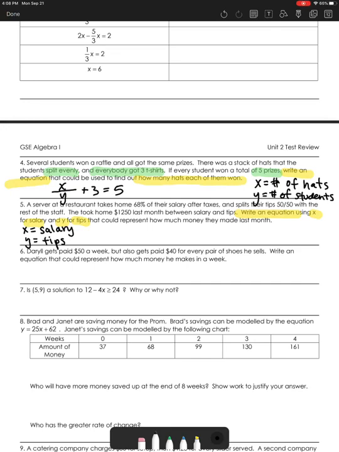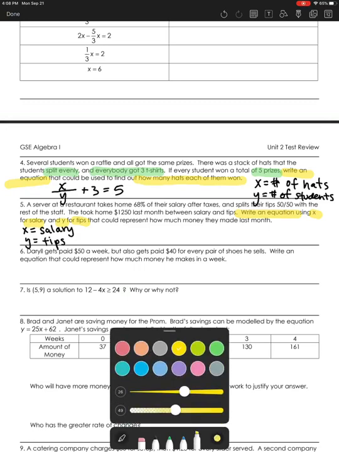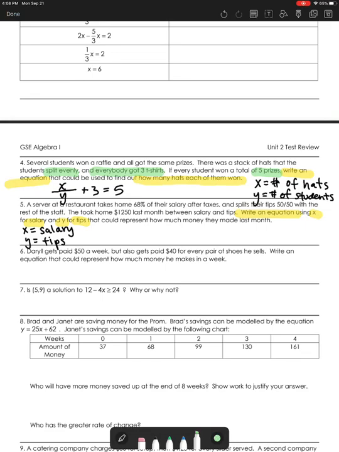Okay, so I'm going to go back and read it again. So a server at a restaurant takes home 68% of their salary after taxes and splits their tips 50-50 with the rest of the staff. They took home $1,250 last month between salary and tips. And then we have our goal. Okay, so I see some numbers that are associated with certain variables. I see the 68% is paired with salary, and this idea of 50-50. When I think of 50-50, I think split in half. Their tips are split evenly, 50-50. Everyone gets half with the rest of the staff, okay?